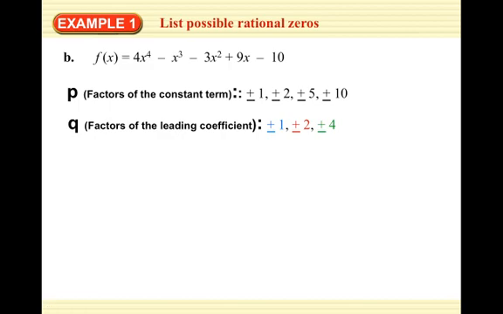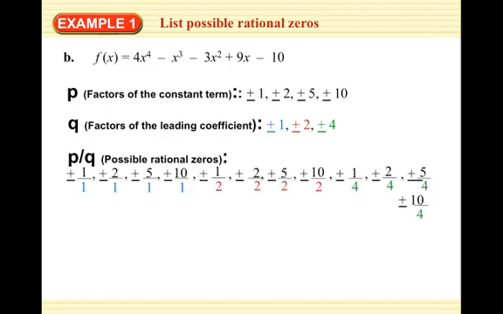Now this time doing our p's over q's is going to be a little more involved. We take each of the p values and match it up with each of the q values. We work with the first q value, and when we're done with that, we move to the second q value, and then the third q value. So we're going to have plus or minus 1 over 1, plus or minus 2 over 1, plus or minus 5 over 1, plus or minus 10 over 1.